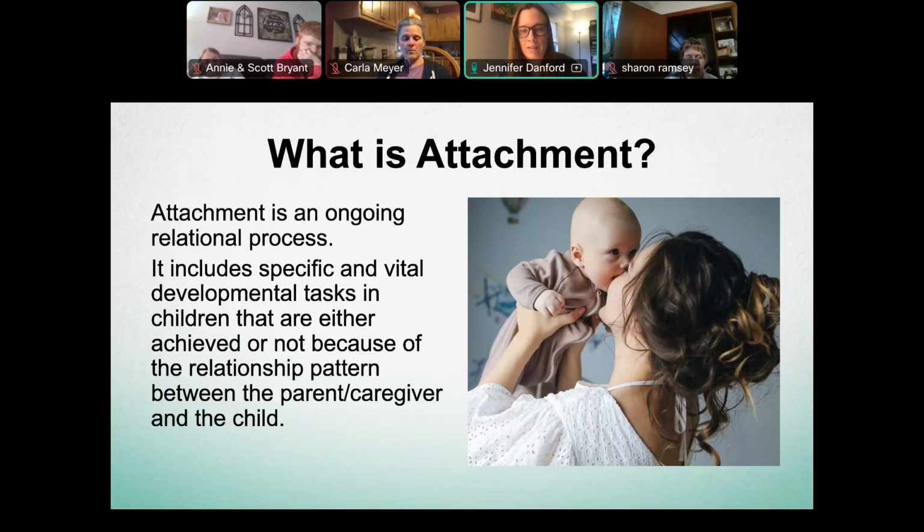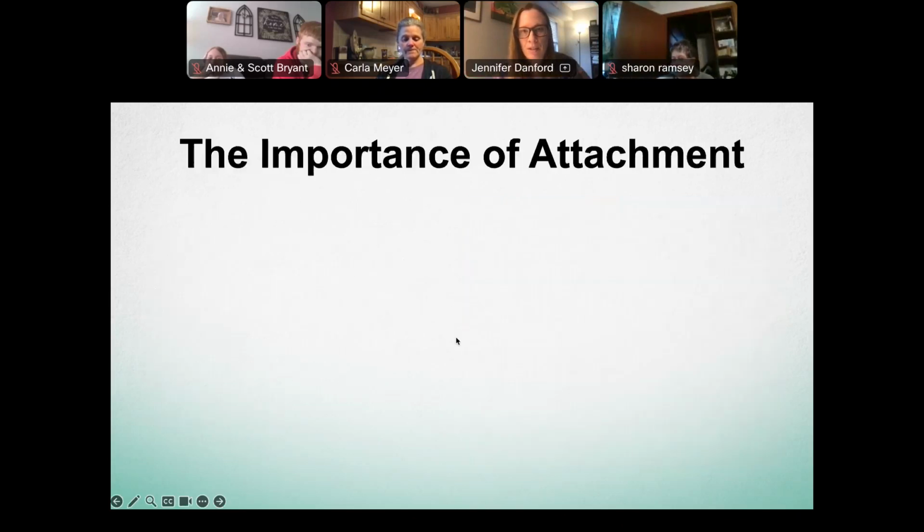We all do it. This is something that happens throughout life. However, it really focuses on the specific and vital developmental tasks that happen early in life with children. A lot of times these tasks are either achieved or they're not because of this pattern of relationship between the parent or caregiver and the child. And so that's going to be what the definition kind of is.